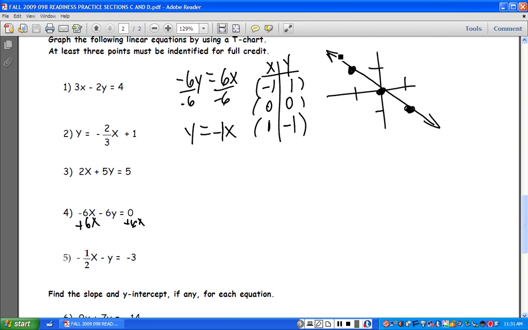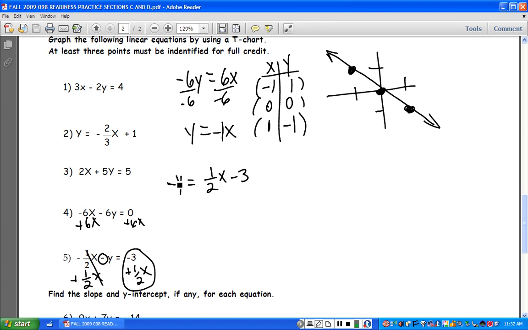Alright, and then we have 5, our last one. Again, trying to solve for y, so we're going to add 1/2 x to both sides. That cancels over here. These are not like terms, so we write it out. So you have -y. Remember, you still have this negative right here. So this is -y equals 1/2 x minus 3.